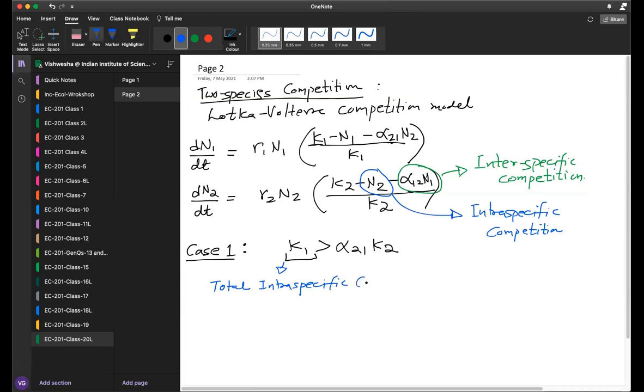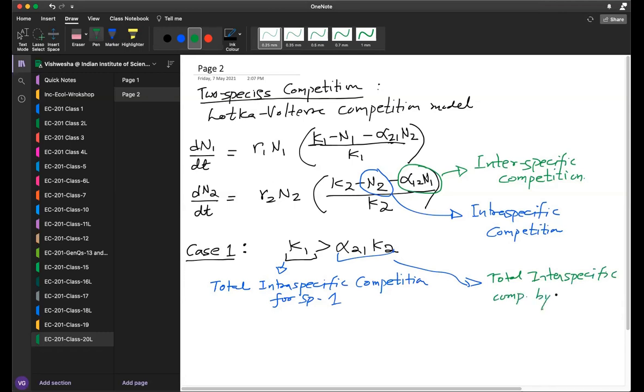Sorry, intraspecific competition for species 1. This one is, again, if I were to stick to the colors, total interspecific competition by SP2 on SP1. So what this means is the intraspecific competition is now higher. Competition because of other species is low. That's the case of species 1.